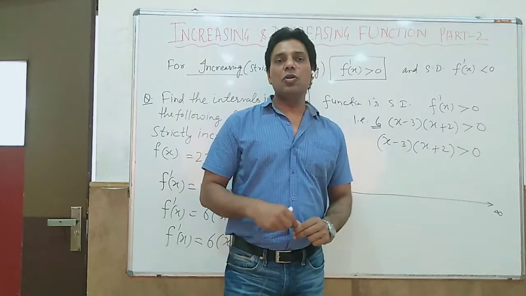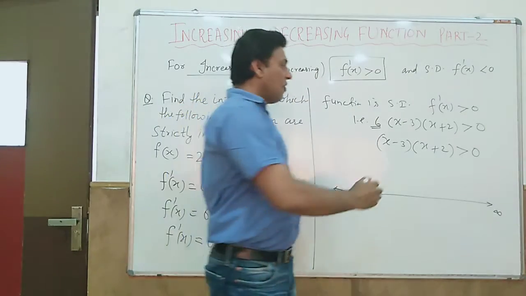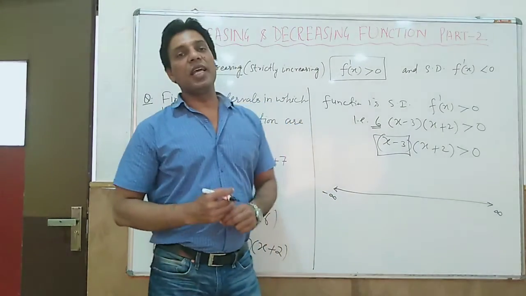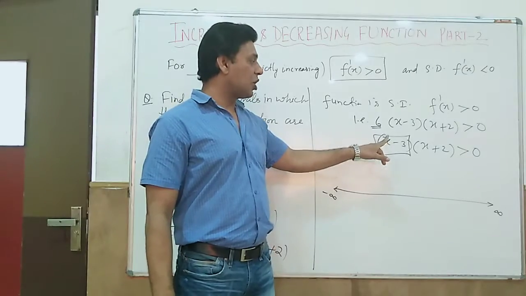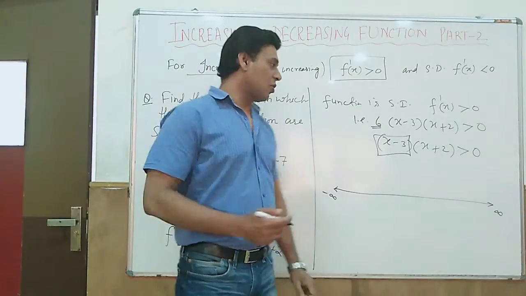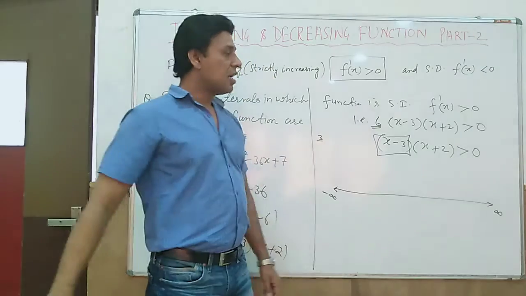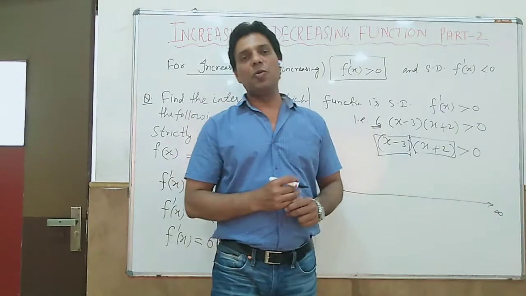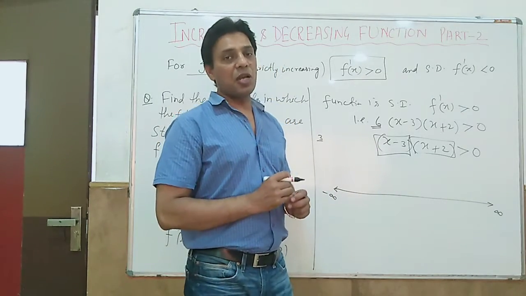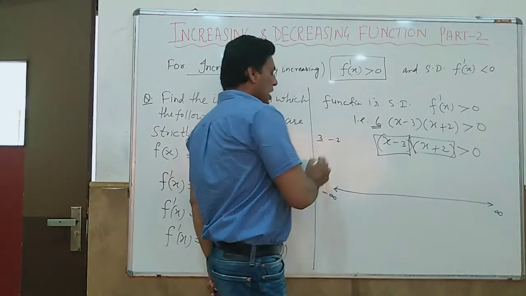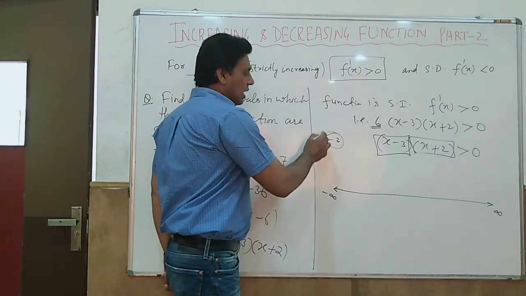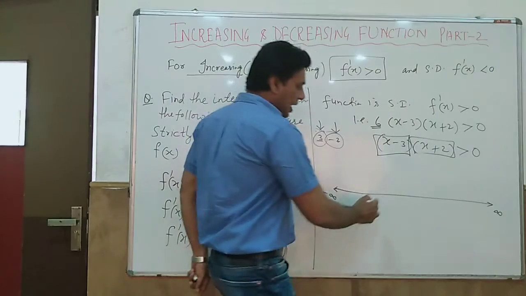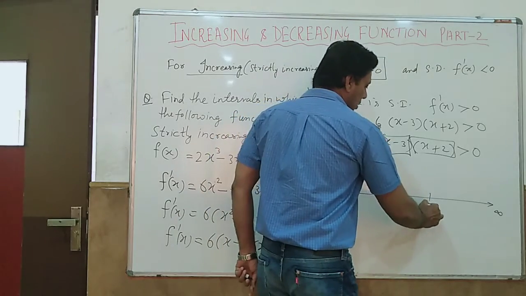So where do we have to do the puncture on the real line? First of all, see this factor. If I put it equal to 0, then x is equal to 3. It means at x equal to 3 this factor will become 0. So I have a point 3. Then if I put this factor equal to 0, I will get x equal to minus 2, which is another puncture point in the real line. In order, minus 2 will come first, then 3. So I will mark these two points on the real line: first minus 2, then 3.